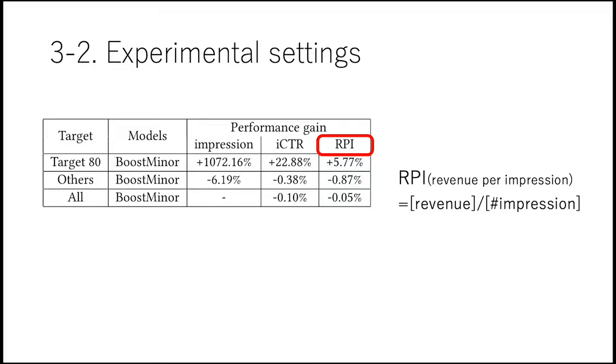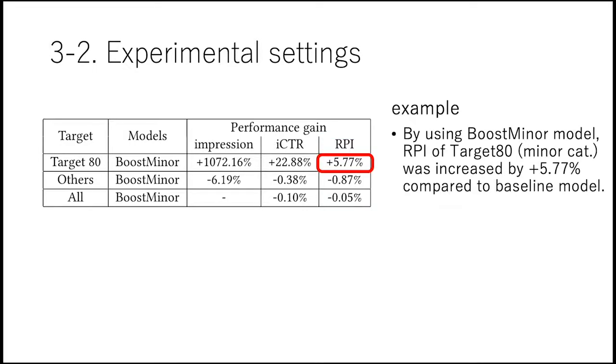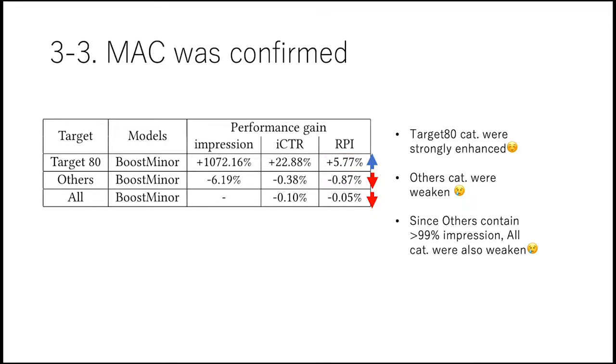For example, we can interpret this red square part like this. By using the BoostMinor model, RPI of target 80, its minor category, was increased by 5.77% compared to the baseline model. By doing that, we can evaluate the BoostMinor model. Target 80 was strongly enhanced.